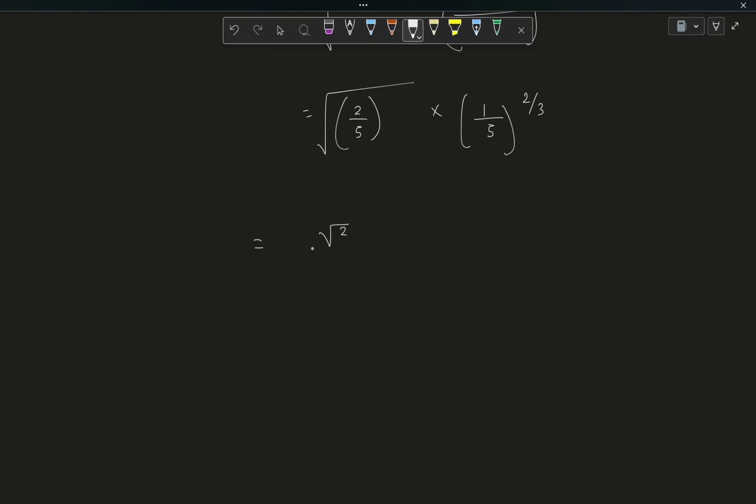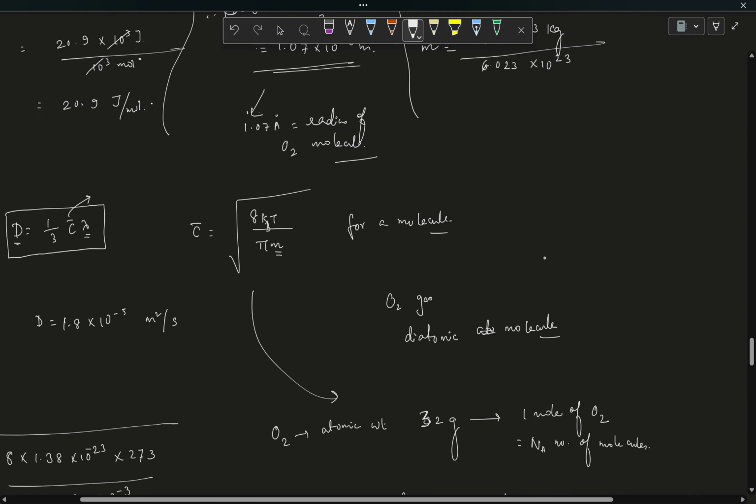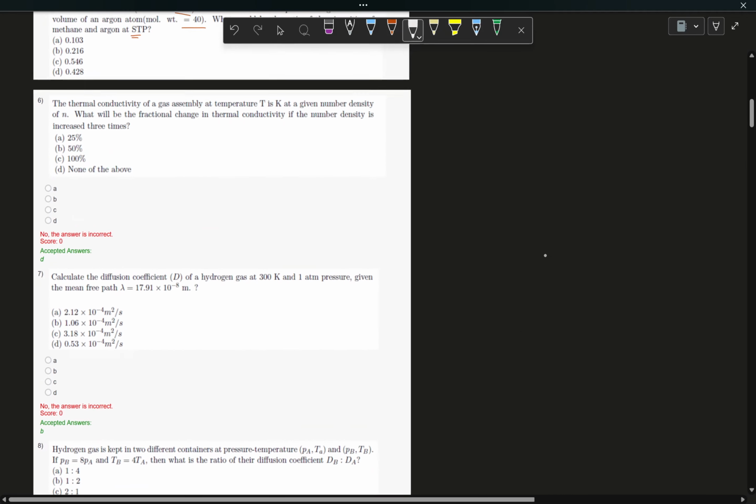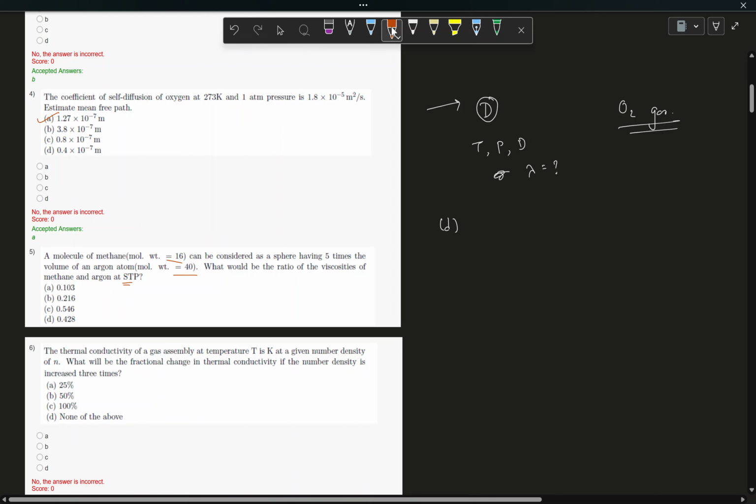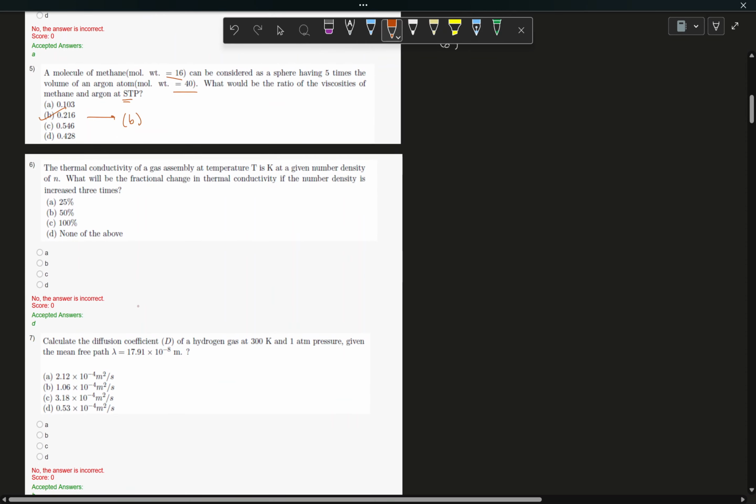This is your root 2, 5 to the power half into 5 to the power of 2/3. So you will get root over of 2 by 5 first, and then into 1 by 5 to the power of 2 by 3. So we are getting 0.216 as your answer for the ratio of methane and argon's viscosity coefficient. Let us check whether the answer is matching. So here we have an answer. Here the answer is not written, but this is actually B. B is the correct answer.